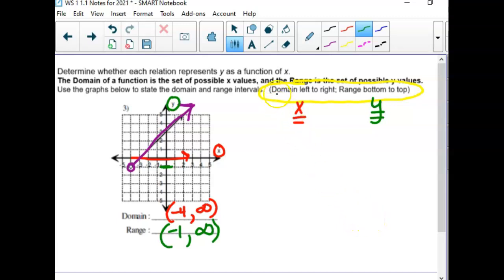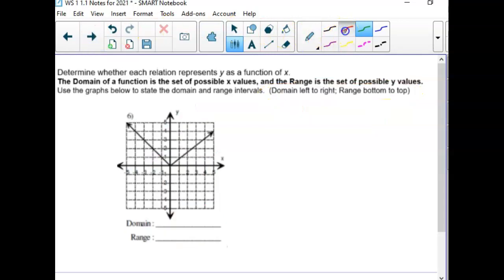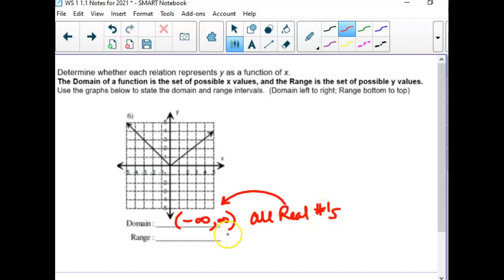Would it help you if I point out that domain alphabetically comes before range and X comes before Y? I don't know. I hope you kind of remember these from previous courses, but I understand if you are foggy after last year. Okay, domain again is X. It's left to right. Does this graph stop going left ever? Does it stop going right? No, so the domain is all real numbers, which we write like this. Okay, you don't need to write the words, you need to write those symbols. That means all real numbers.